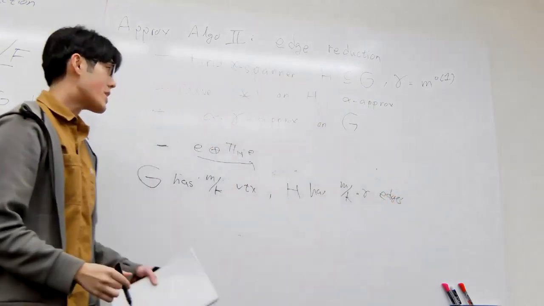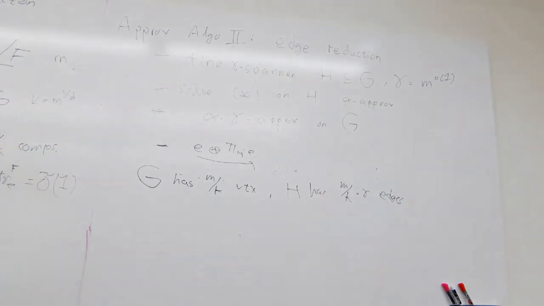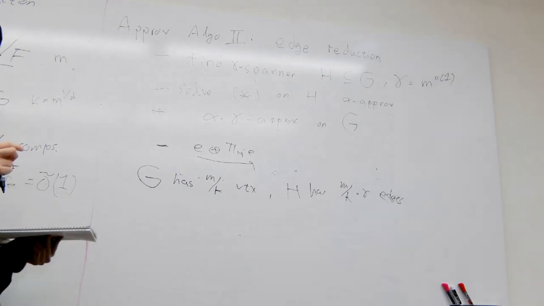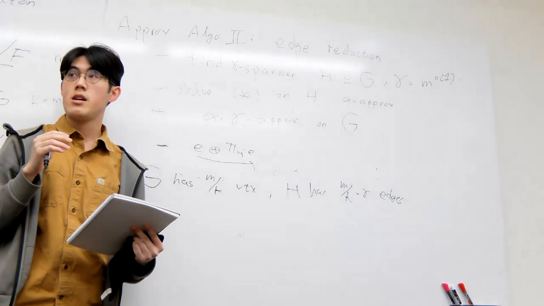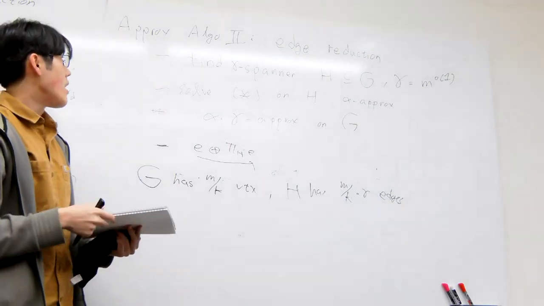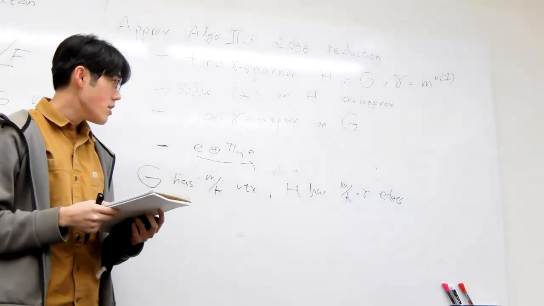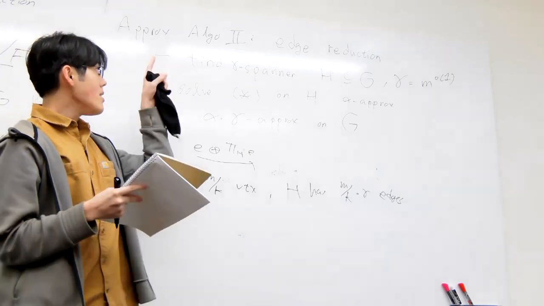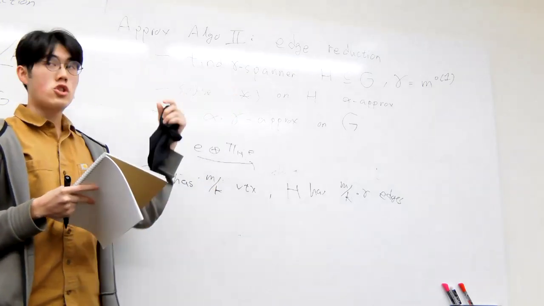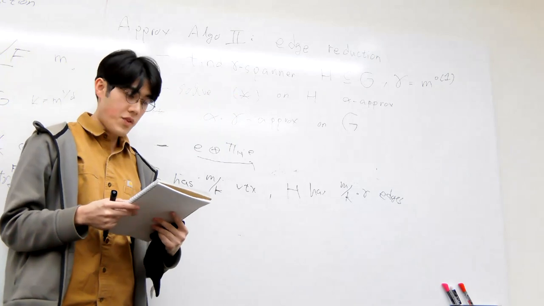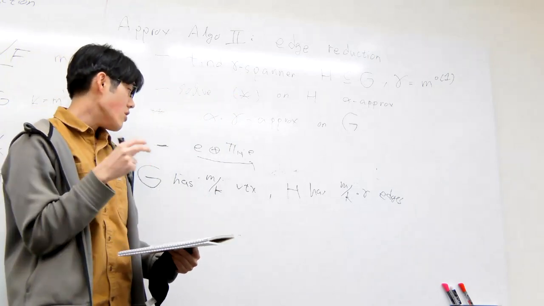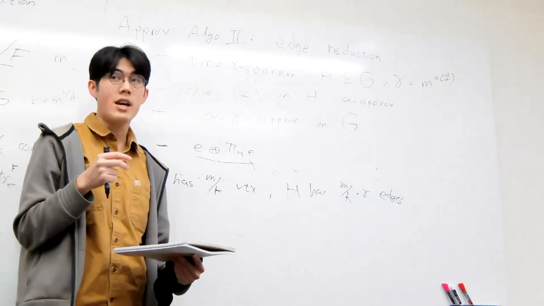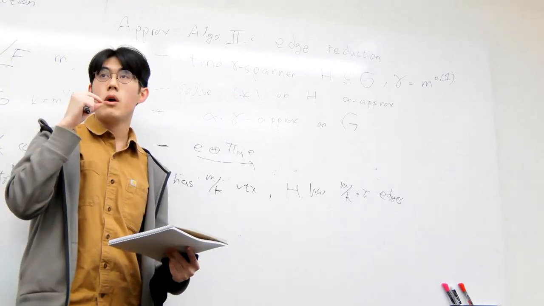So what do we gain from here? In this algorithm, approx algo number one reduces the number of vertices from n to n over k, but the number of edges is still high, m. So using approx algo number two, edge reduction, I apply this edge reduction to this G over F. After doing this, the graph has only n over k vertices and n over k times n to the small o of one edges.